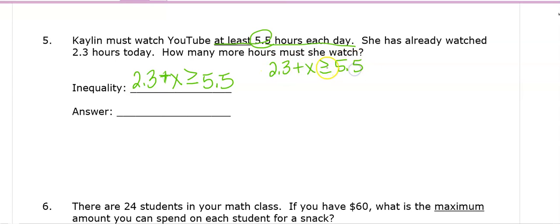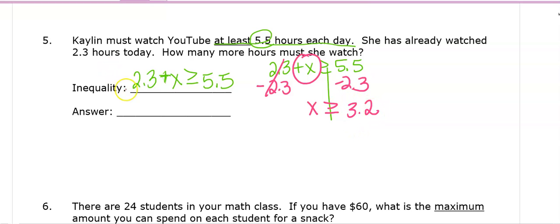Guys, remember, decimals, don't let them intimidate you. They're okay. So if I want to get the x by itself, what do I need to get rid of? The 2.3. So I have x is greater than or equal to 3.2. Okay, and what does that mean? She needs 3.2 hours or more.